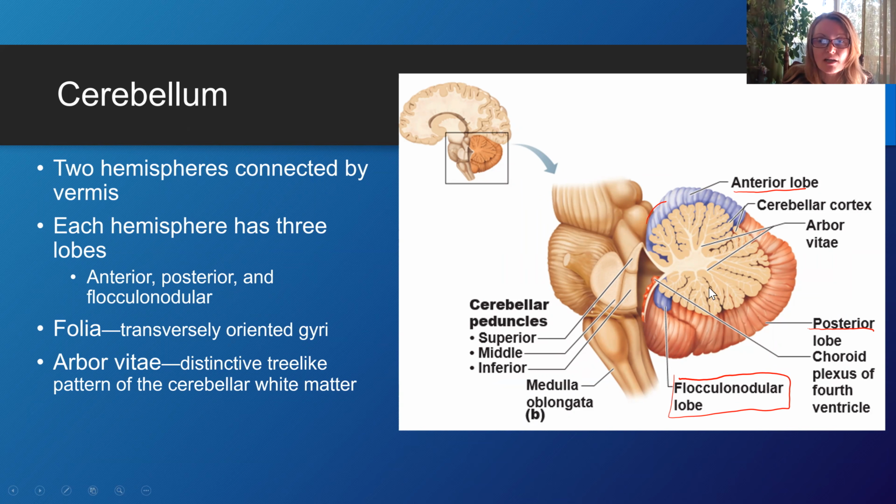Now, instead of gyri and sulci, we have folia, and those are the gyri. So these parts of the cortex that go up are called folia, and the white matter of the cerebellum has a beautiful name. It's called arbor vitae, and it means tree of life. Okay, and remember, we only cover really anatomy, not that much physiology.